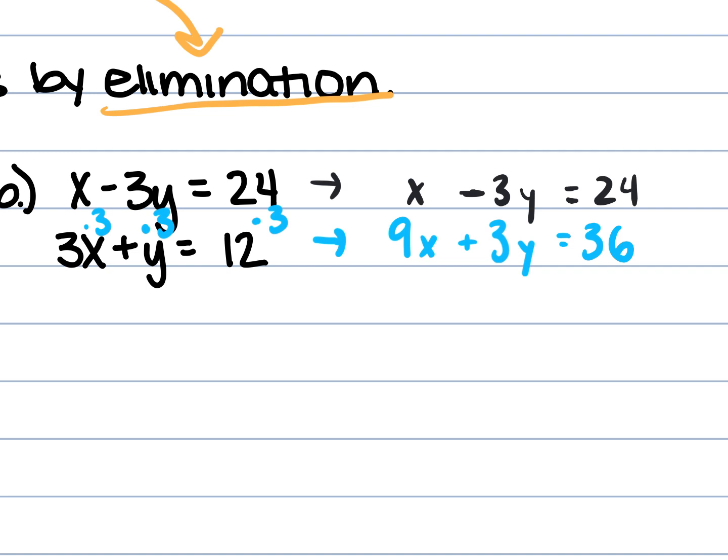Could I have decided to multiply the first equation by negative 3? Yes. Yeah, if I wanted to cancel out the x's. So you can pick which variable to cancel. Sometimes one may be easier than the other, but you can choose. You don't always have to do it the same way.